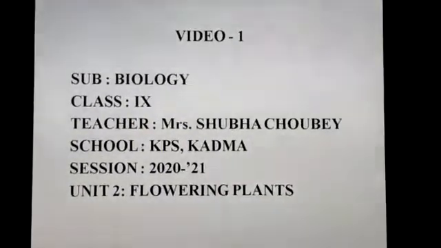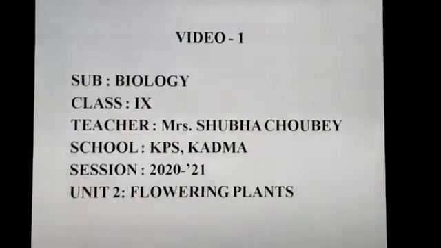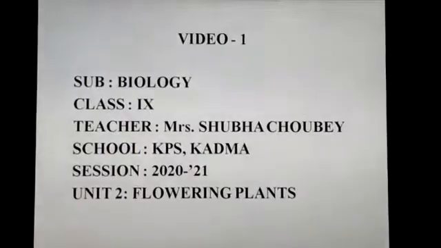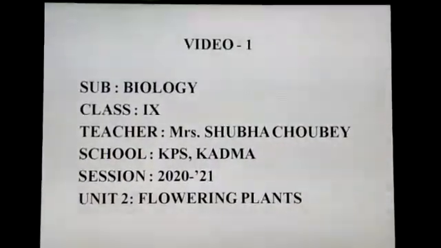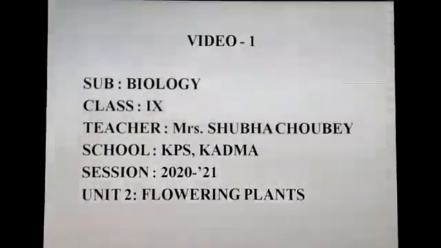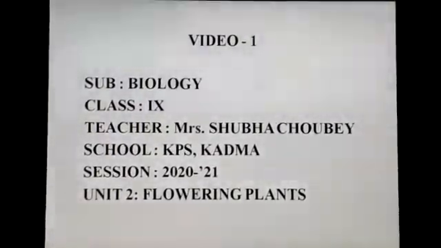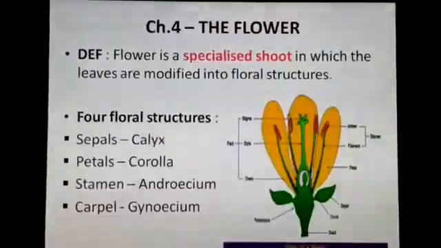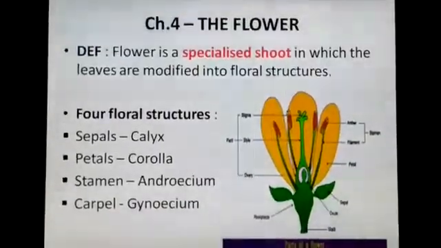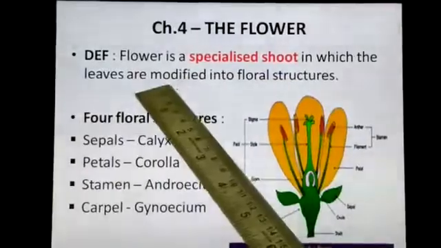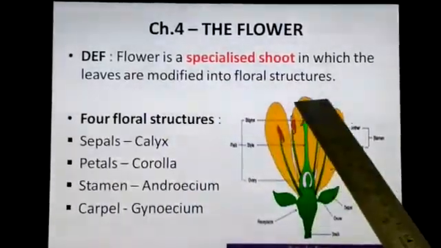I am back again with another video to continue with our biology portions. After learning about cell and tissue, we move on to the next level of organization, that is an organ. In this video, I am going to discuss with you about an organ of flowering plants. The flower. Flower is defined as a specialized shoot in which leaves are modified into floral structures.